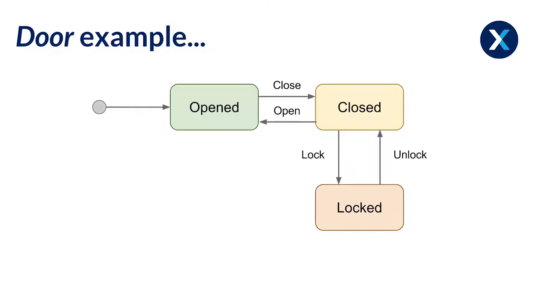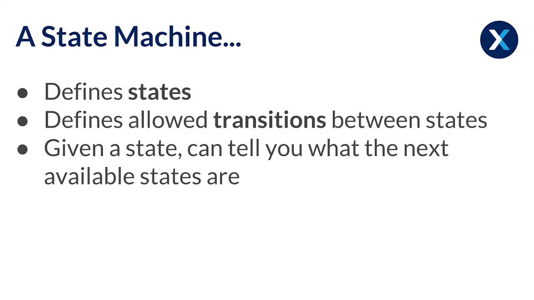I thought it might be useful to have a fairly simple diagram to explain this concept. So this is a state machine diagram, and you can see here we've got some predefined states. This is a door, right? You've got three states: open, closed, and locked. You can go from open to closed and closed to locked, but you can't go from open to locked directly without going through closed first, right? So there's only a certain allowable set of transitions that you can do between these states.